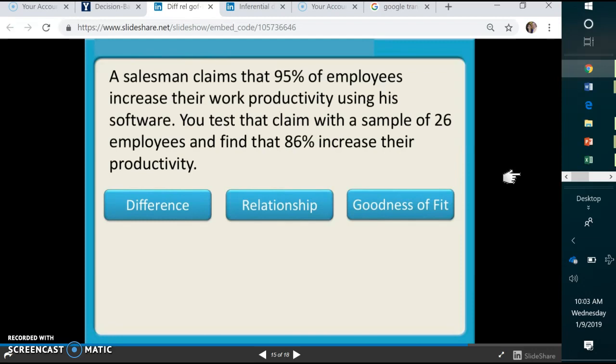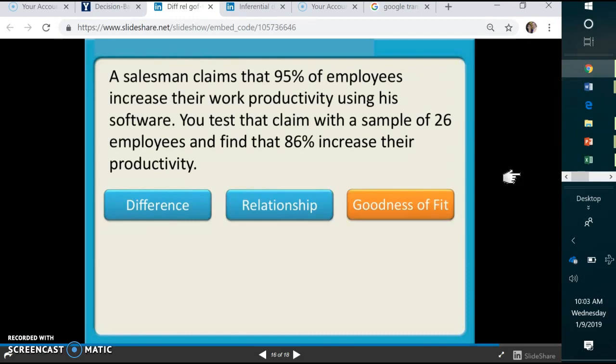This one looks like a goodness of fit question off the bat. Why is that? What's the claim and what's the results? Well, you can see that the salesman claims 95% of the employees increased their work productivity using his software. But it seems like once it's sampled, they find that 86 increased their productivity. So we're seeing whether or not the results or the claim fits the reality.